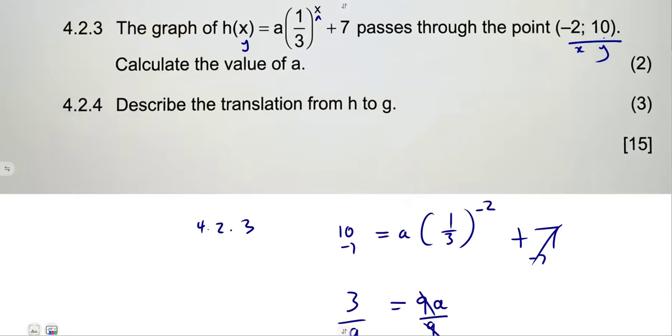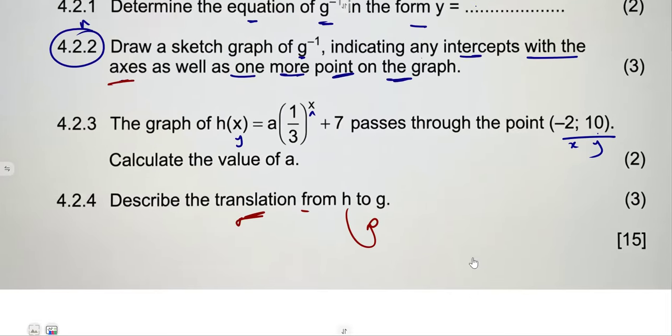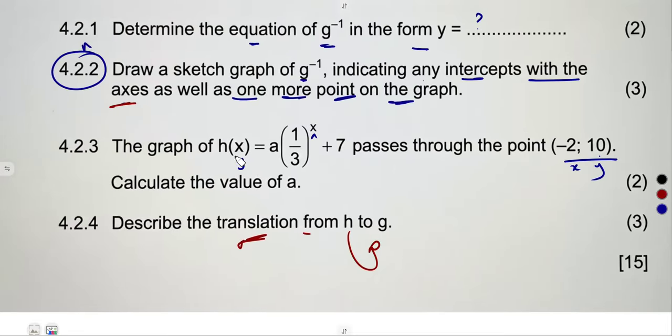Then describe the translation. They already told us it's a translation from h to g. Which one is our h? h is the one that we were just given, this one. Remember, we have got the value of a, so let's substitute that one and try to figure out what happened.